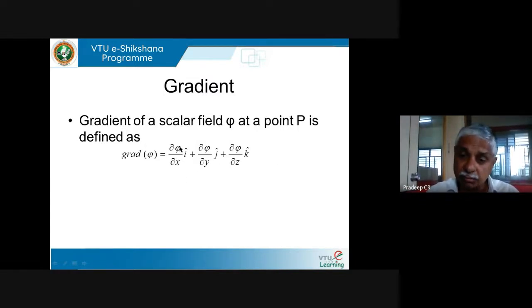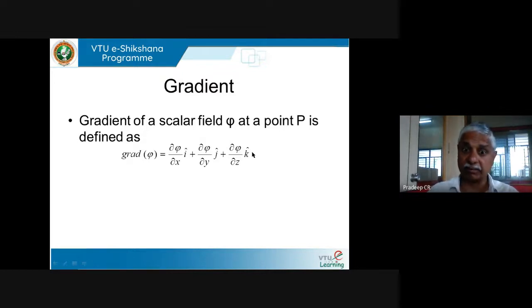So you must know partial derivatives. How to differentiate phi with respect to x: you treat y and z as constants, differentiate phi, which is a function of x, y, z, with respect to x, and put that as the coefficient of i. Again, differentiate phi with respect to y, that means treat x and z as constants, and put that as the coefficient of j. Similarly, differentiate phi with respect to z, treating x and y as constants, and put it as the coefficient of k.